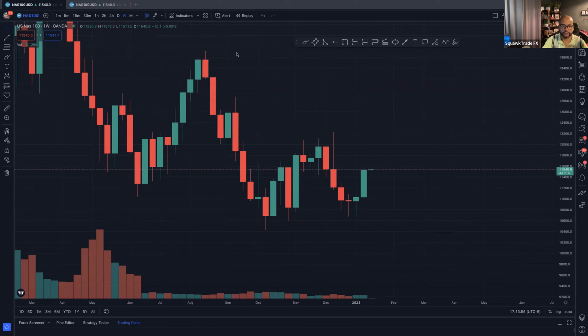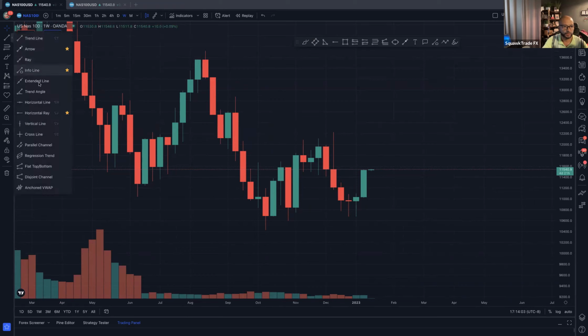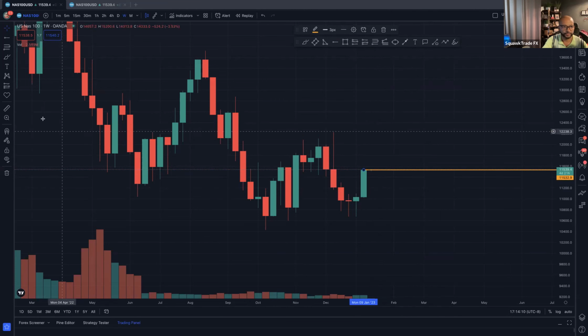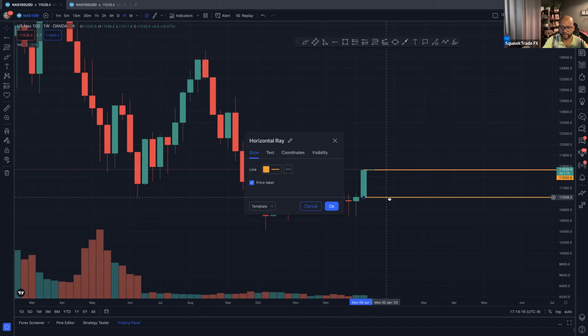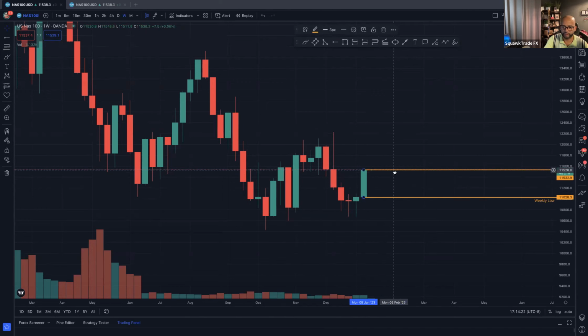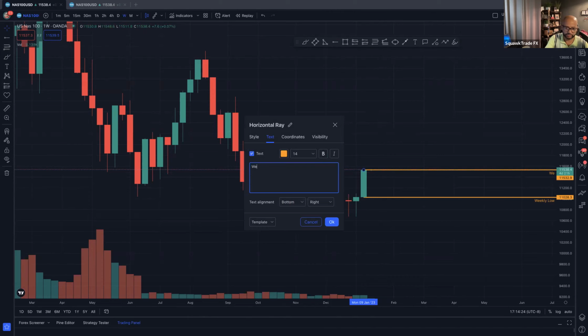Let's draw this. Oh no, that's the wrong one. Is this the right one? What are we looking at? Oh, my tools are here. Right, horizontal ray. I click, here's my high. Here's my low. Boom. I label it, and I'll even color code it, as you guys can see. So this is weekly low, weekly high. This is the exercise that I do.